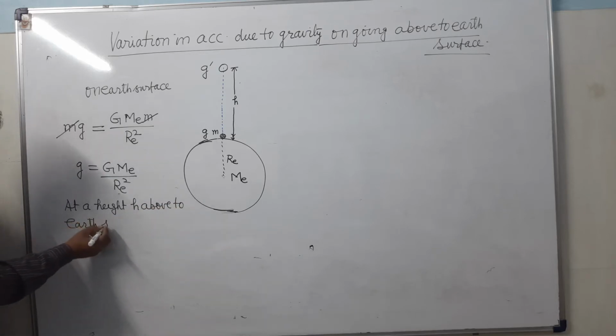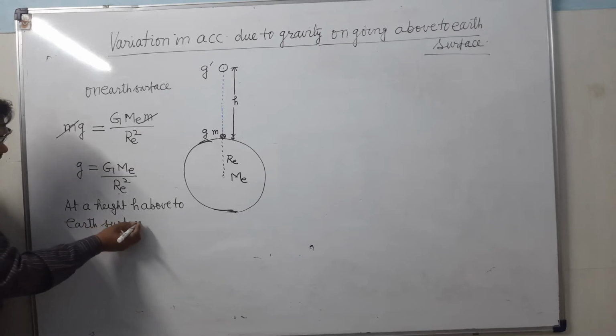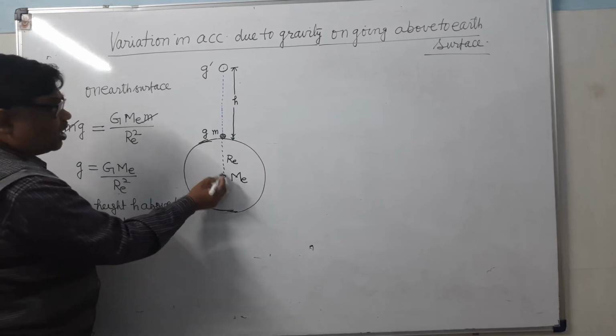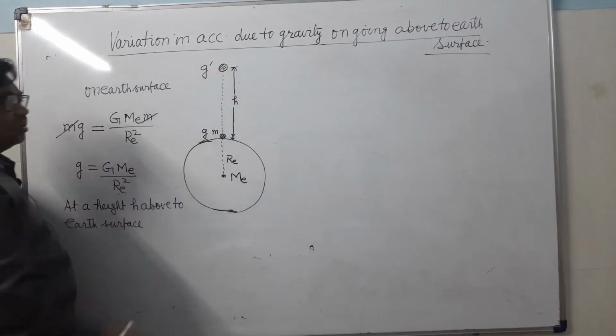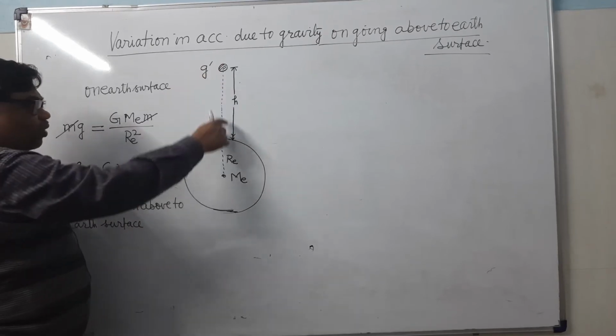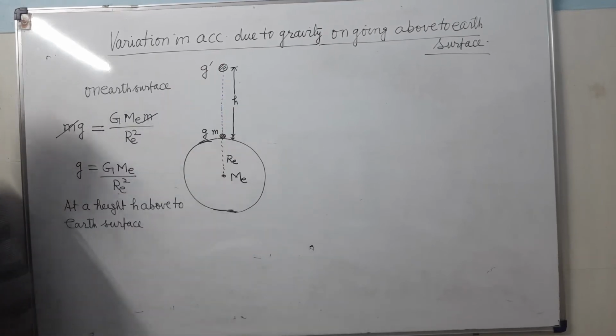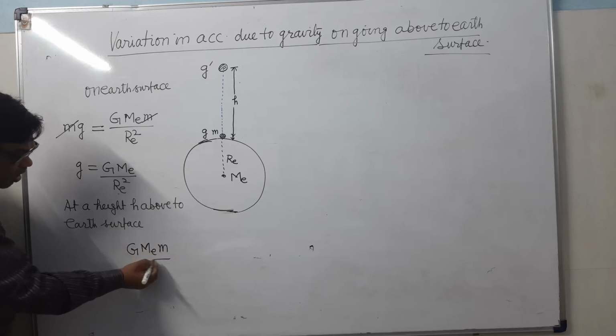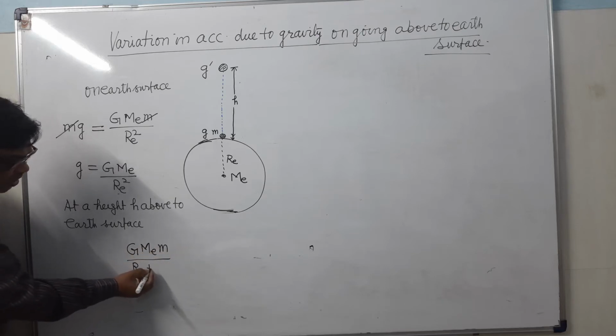So see here, when the body is at a height h above the Earth's surface, what will be the force between Earth and this body? What is their separation? The Earth's center of mass is this point, its geometrical center. The body is situated here. So what is the separation? It is Re plus h. So what will be the force? Force will be G Me m upon (Re plus h) whole square.